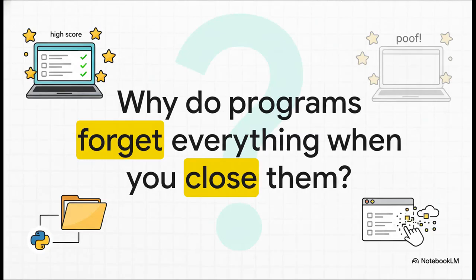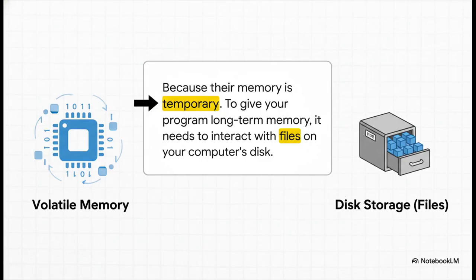You build an awesome little program, maybe a quiz, you get a high score, and then you close it, and poof, it's all gone. It's a super common thing when you're starting out, and there's a really simple reason why it happens. The thing is, the memory your program uses when it's running, it's like a goldfish's memory, super temporary. The technical term is volatile.